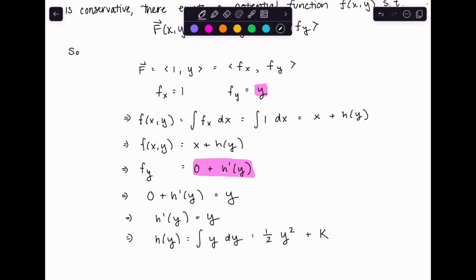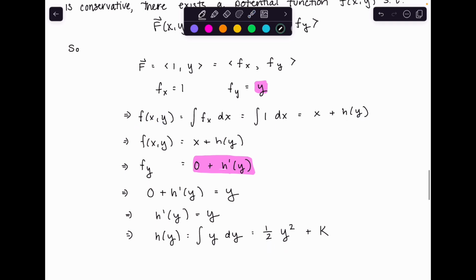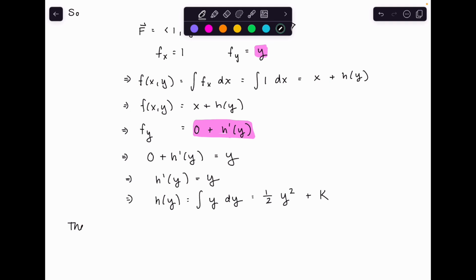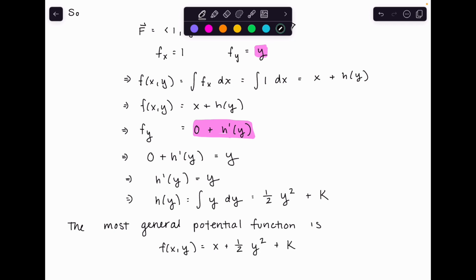Okay. So filling these pieces together, we know our function is equal to x plus h of y. We just figured out what that is. So the most general potential function is the following. It is x plus 1/2 y squared plus some constant k.